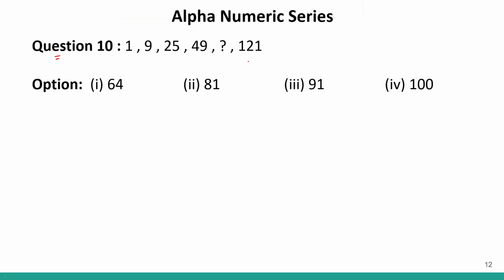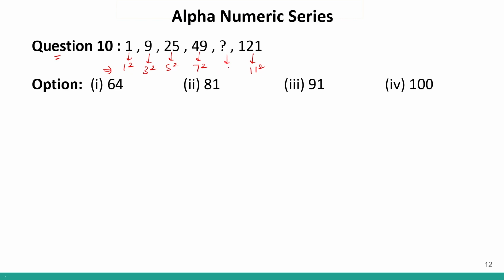These numbers appear to be very similar. 1 is basically 1 square. 9 is 3 square. 25 is 5 square. 49 is 7 square. And 121 is 11 square. So what are these? These are squares of consecutive odd numbers. So we have 1, 3, 5, 7 and 11.